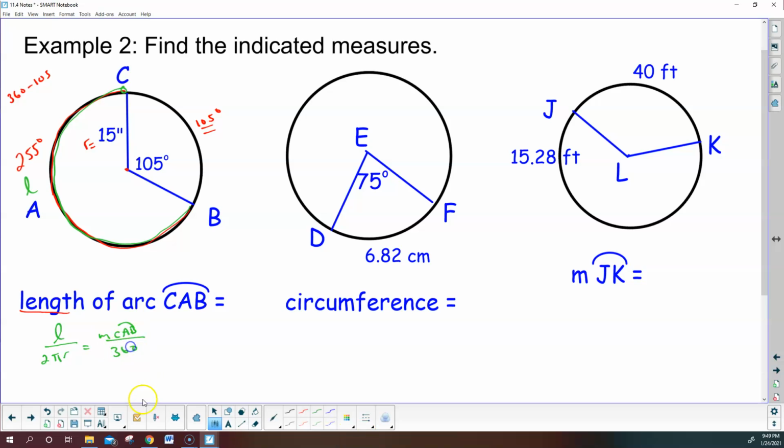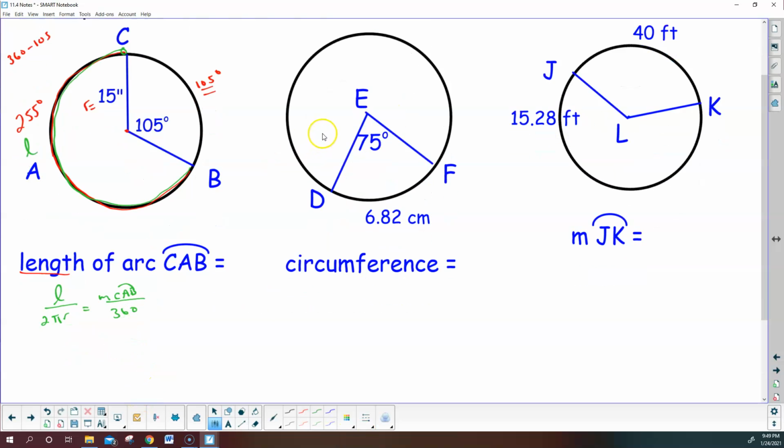over 360. So what do we need to do? Well, I don't know what the length of the arc is. I need to find that. I do know the radius. The radius is 15, so I'm going to put 15 in here. And then I know that CAB, now they didn't give it to me, I had to find it. This arc is 255 out of 360. So notice, I know everything but the arc length.